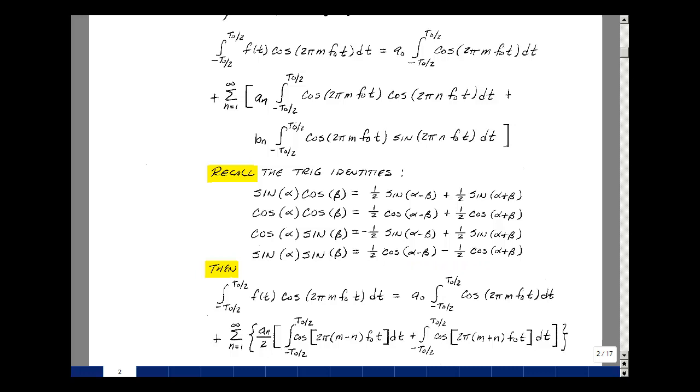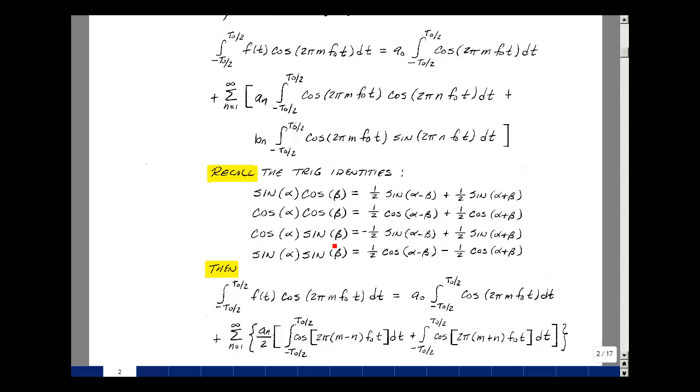Let's use these above. Here's my left-hand side of the equation. On my right-hand side of the equation, I've got a0 times this integral. And then inside the summation, I have this product of cosine. So we just take this cosine cosine, then we're going to use that identity, which is 1/2 the cosine of the difference plus 1/2 the cosine of the sum. The difference would be m minus n, and then m plus n is the sum. The second term has cosine sine, so go grab that one.